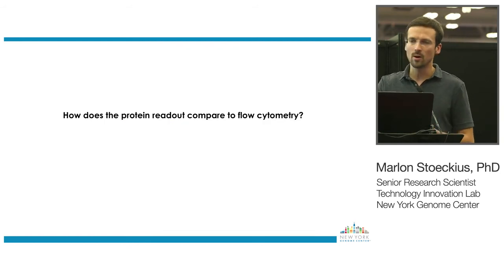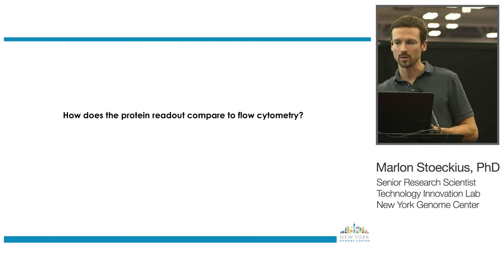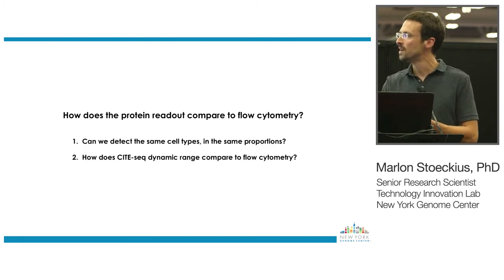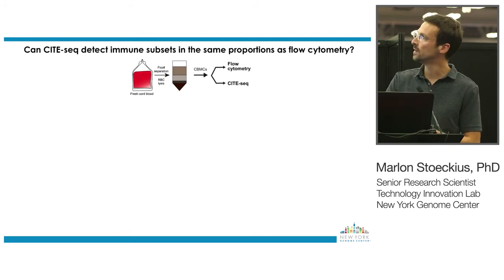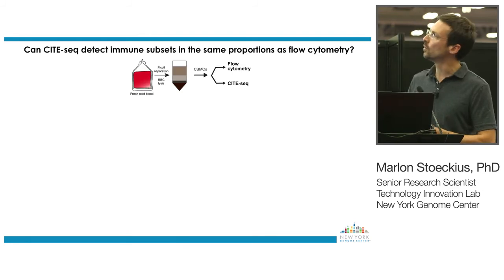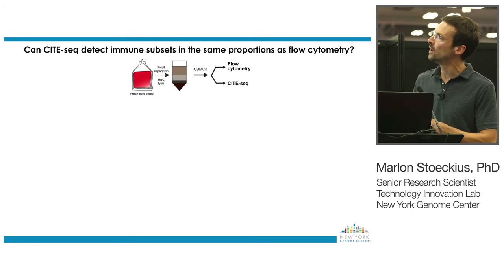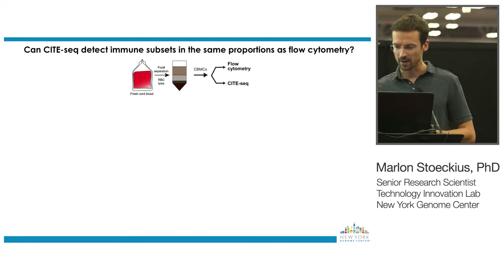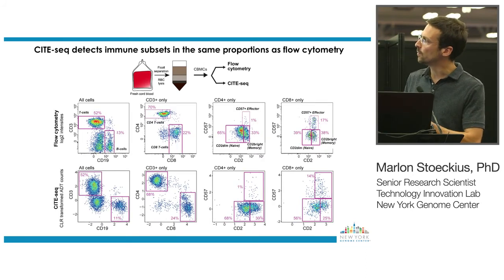But we wanted to ask how comparable the method really is with flow cytometry. For this, we did two different experiments: once asking if we see the same proportions, and once asking if we see the same dynamic range of expression between the two methods. So we isolated cord blood mononuclear cells again and passed them once to flow and once to CITE-seq using the same markers. That's the flow cytometry data, and that's the CITE-seq data on the same sample.